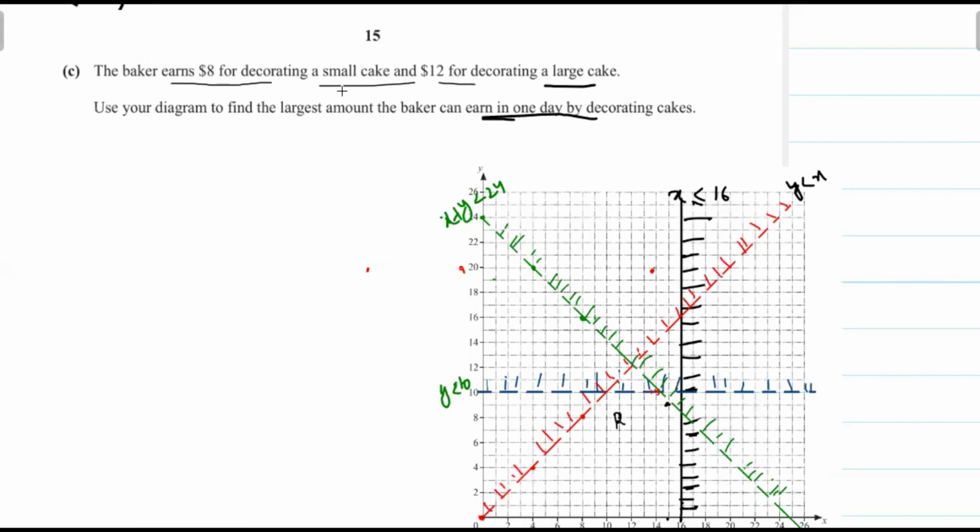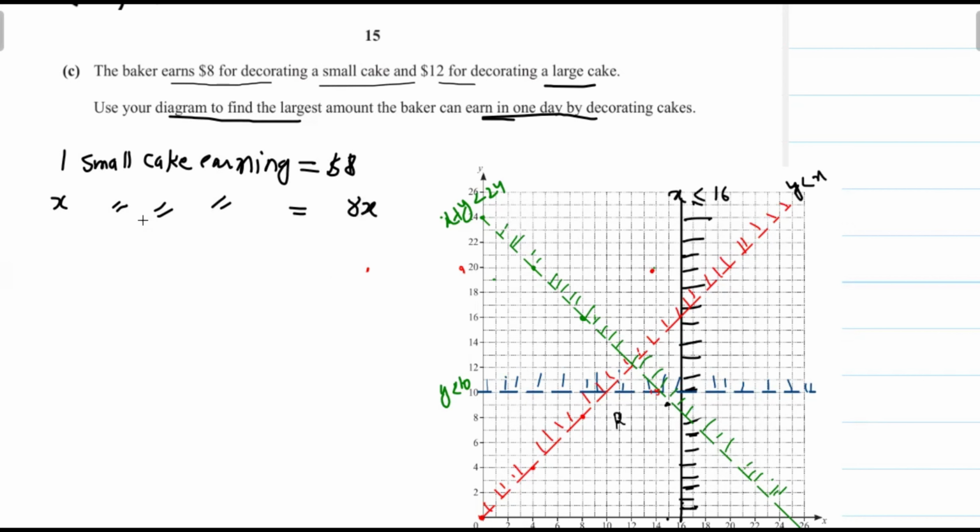Part C. The baker earned $8 for decorating a small cake and $12 for decorating a large cake. Use your diagram to find the largest amount the baker can earn in one day by decorating cakes. Firstly, we make the equation here. Look here, one small cake earning is $8, and x is the number of small cakes, so earning will be 8x. And one large cake earning is $12. The number of large cakes here is y. Therefore, y large cakes earning will be $12y.